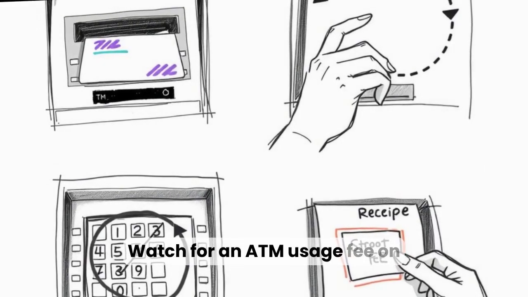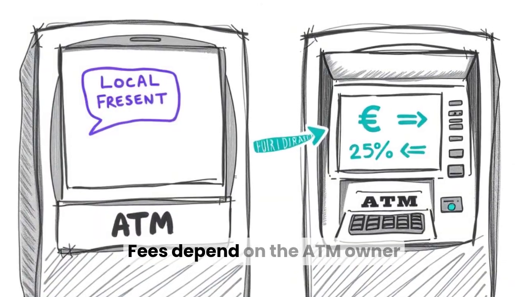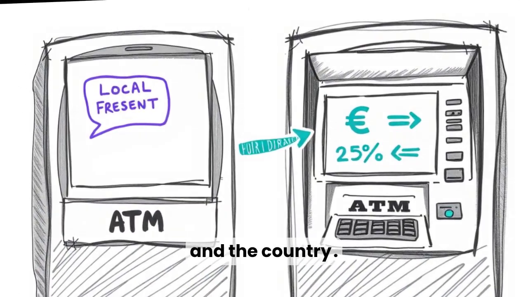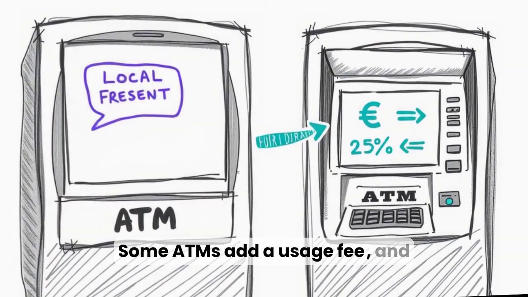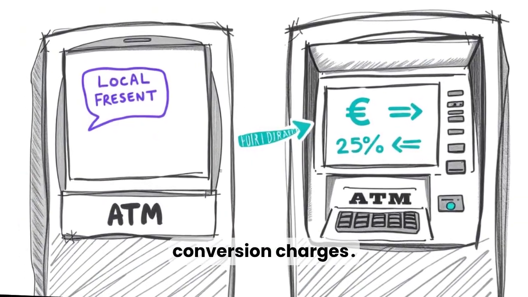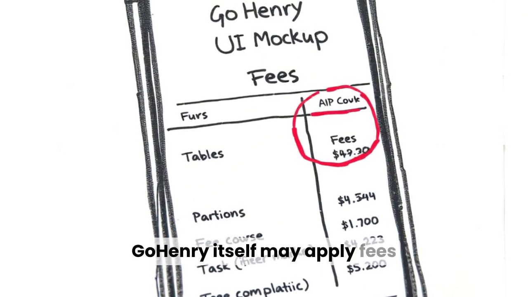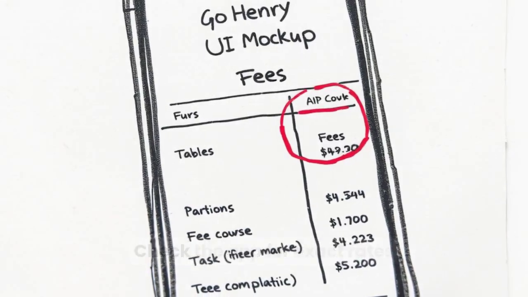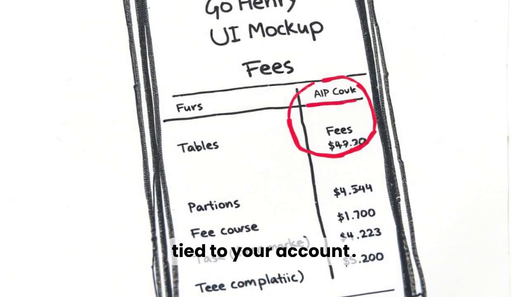Watch for an ATM usage fee on the screen. Fees depend on the ATM owner and the country. Some ATMs add a usage fee, and there may be currency conversion charges. GoHenry itself may apply fees depending on your plan. Check the app for exact rates tied to your account.